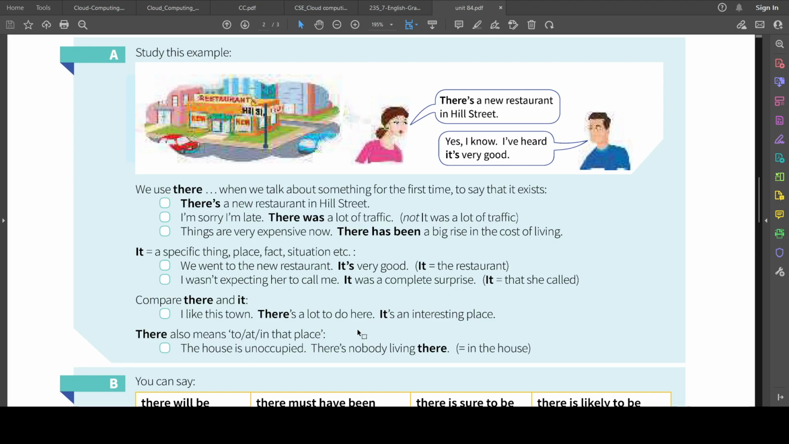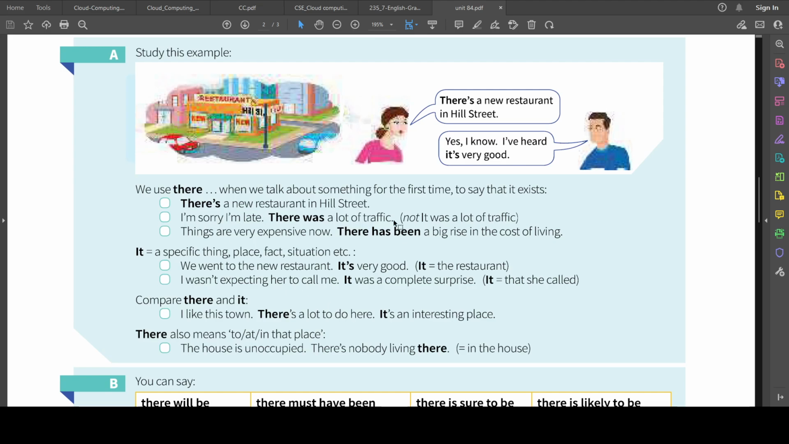So there's also used to refer to a place. We can also use there like a preposition, in this case, there. For example, the house is unoccupied. So check it out. There's nobody living there. So we are using there in order to refer to a place, in this case, the house.